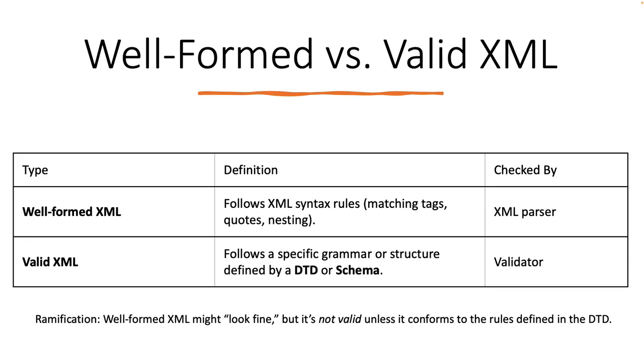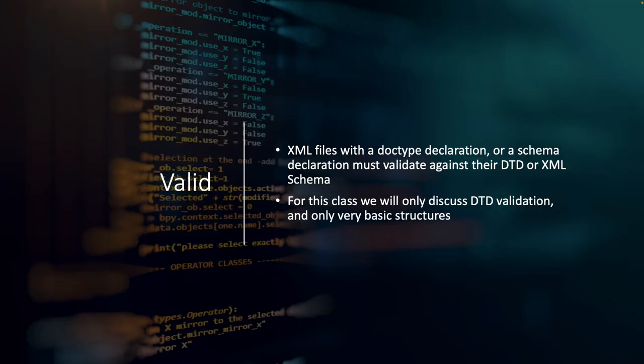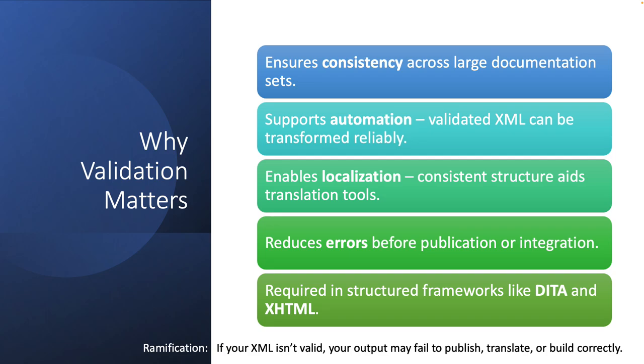Okay, so let's dig a little deeper into valid. XML files with a doctype declaration or schema declaration must validate against their DTD or schema. For this class, we'll only discuss DTD validation. This is a repeat from last week's slide. These next couple of slides are review. Why does it matter? Ensures consistency, supports automation, enables localization, reduces errors, and it's required in structured frameworks like DITA and XHTML.